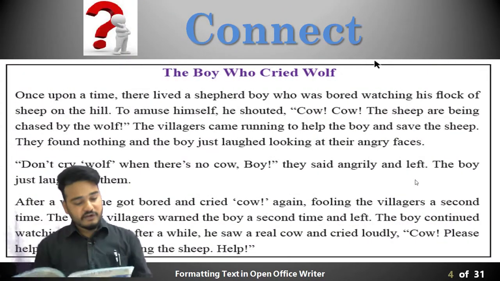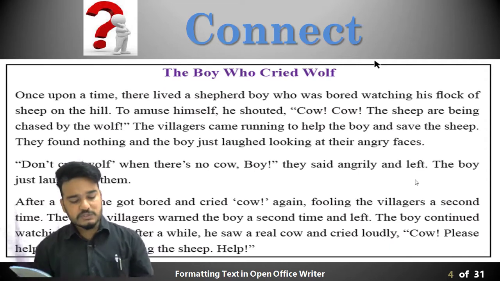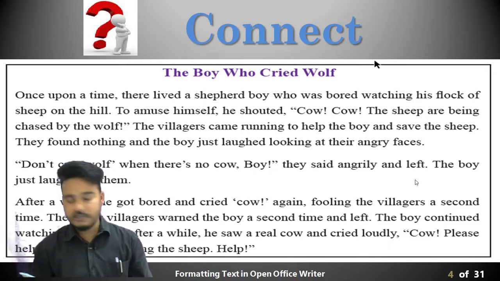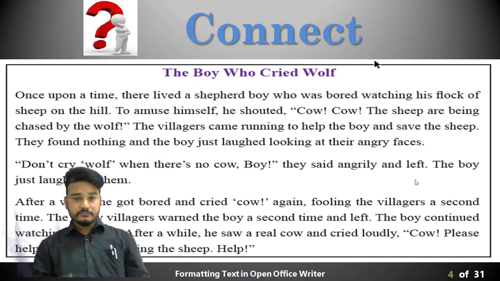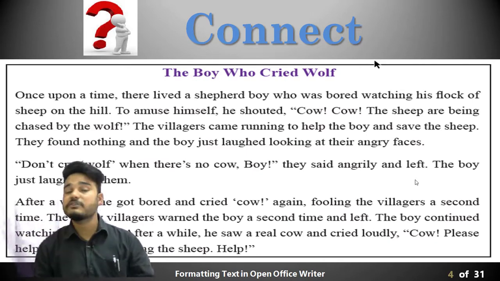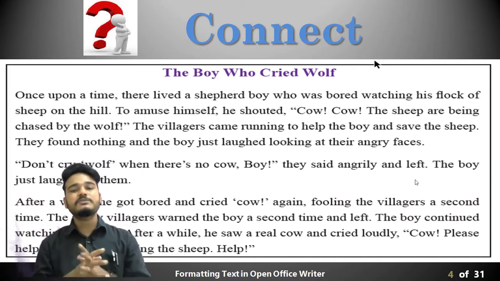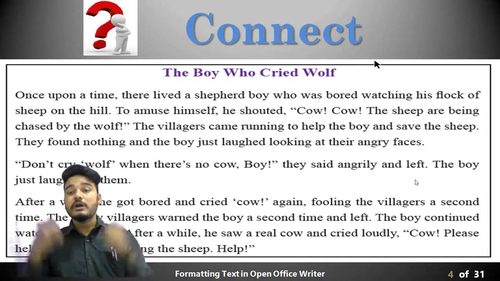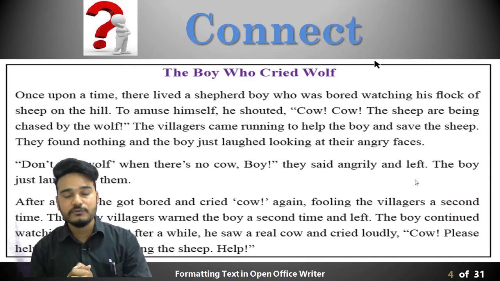So I am reading the paragraph for you. It will not take much of your time. Once upon a time there lived a shepherd boy who was bored watching his flock of sheep on the hill. So like this it will start, and I will be putting the paragraph on your screen also. So in this paragraph, what is being written there? To amuse himself, he shouted, "Cow, cow, the sheep are being chased by the wolf."